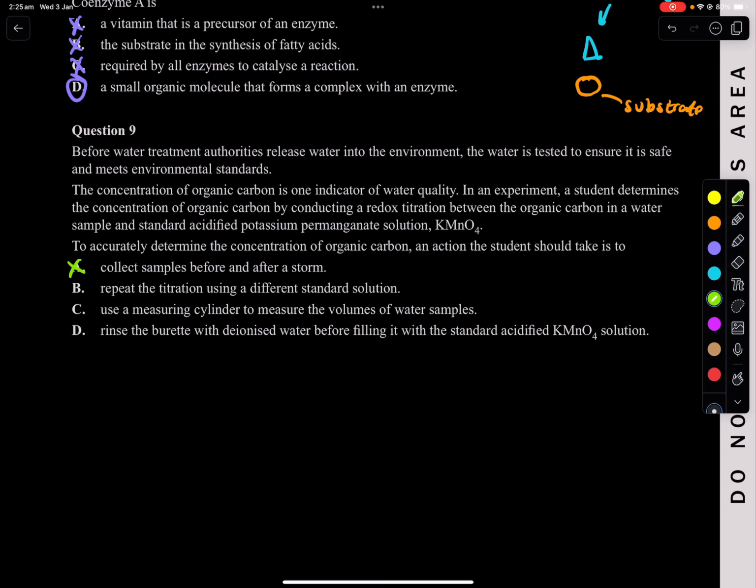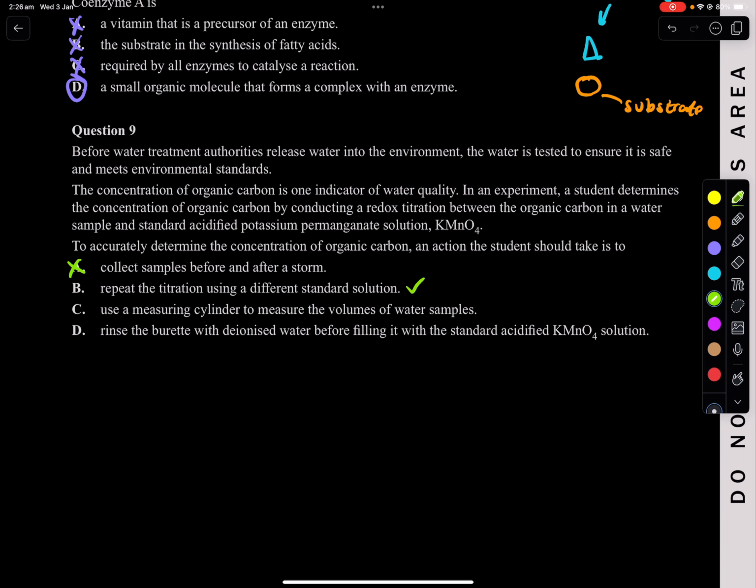Repeat the titration using different standard solutions. Yeah, it could work because there are many standard solutions that you can use, and it should also give you the same concentration. So if the concentration is the same for all of them when repeating the titration using different standard solutions, it increases your accuracy. So B could be right. We're going to put a tick there.